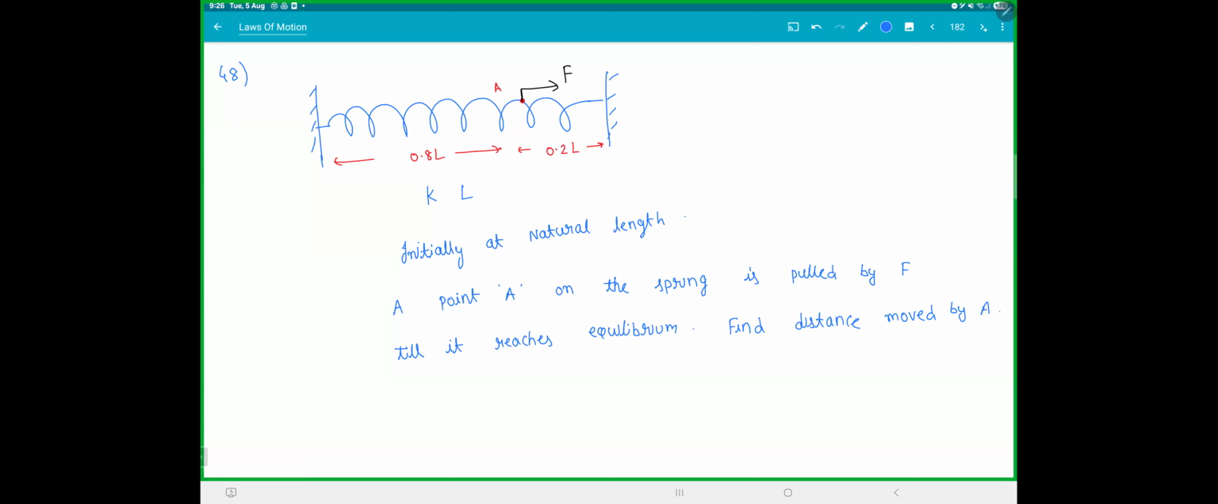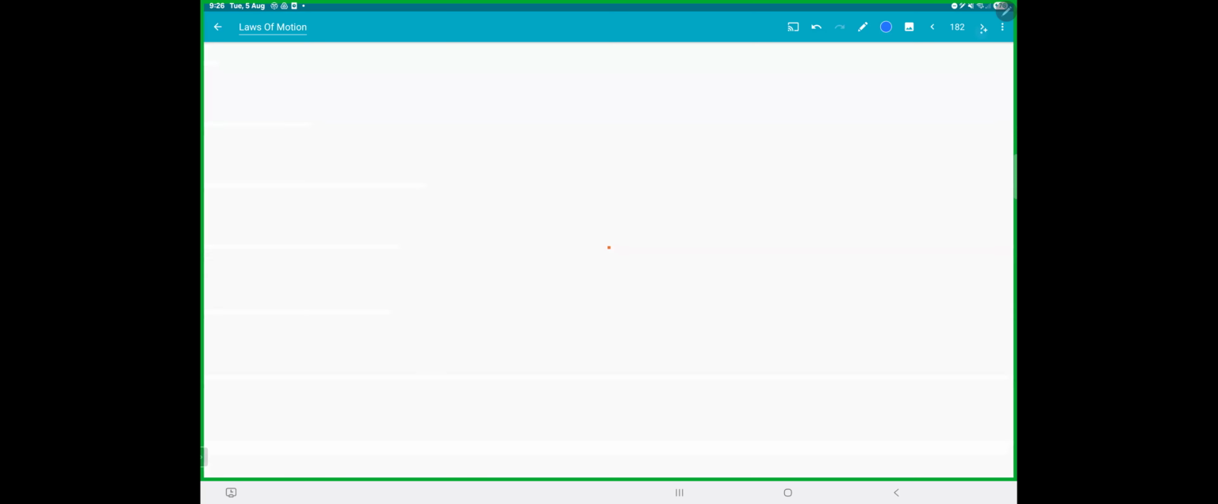Let's see. So the thing is, this is acting like two different springs. See, when you pull the spring, the reason why you can't treat the whole thing as one spring is because you have two parts of the spring. This will become K2 and the length becomes 0.2 L. This will become K1 and this is 0.8 L. So you have two different springs of different length.